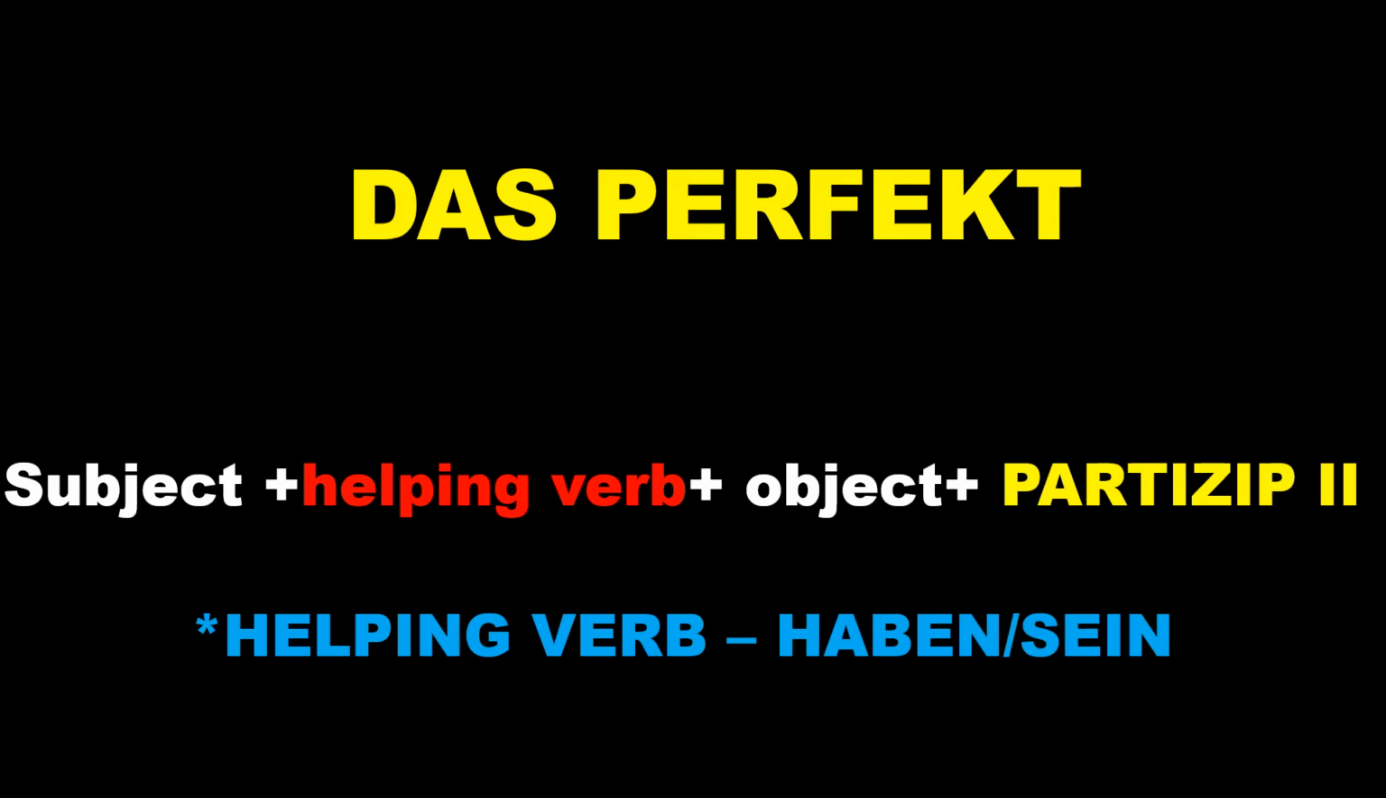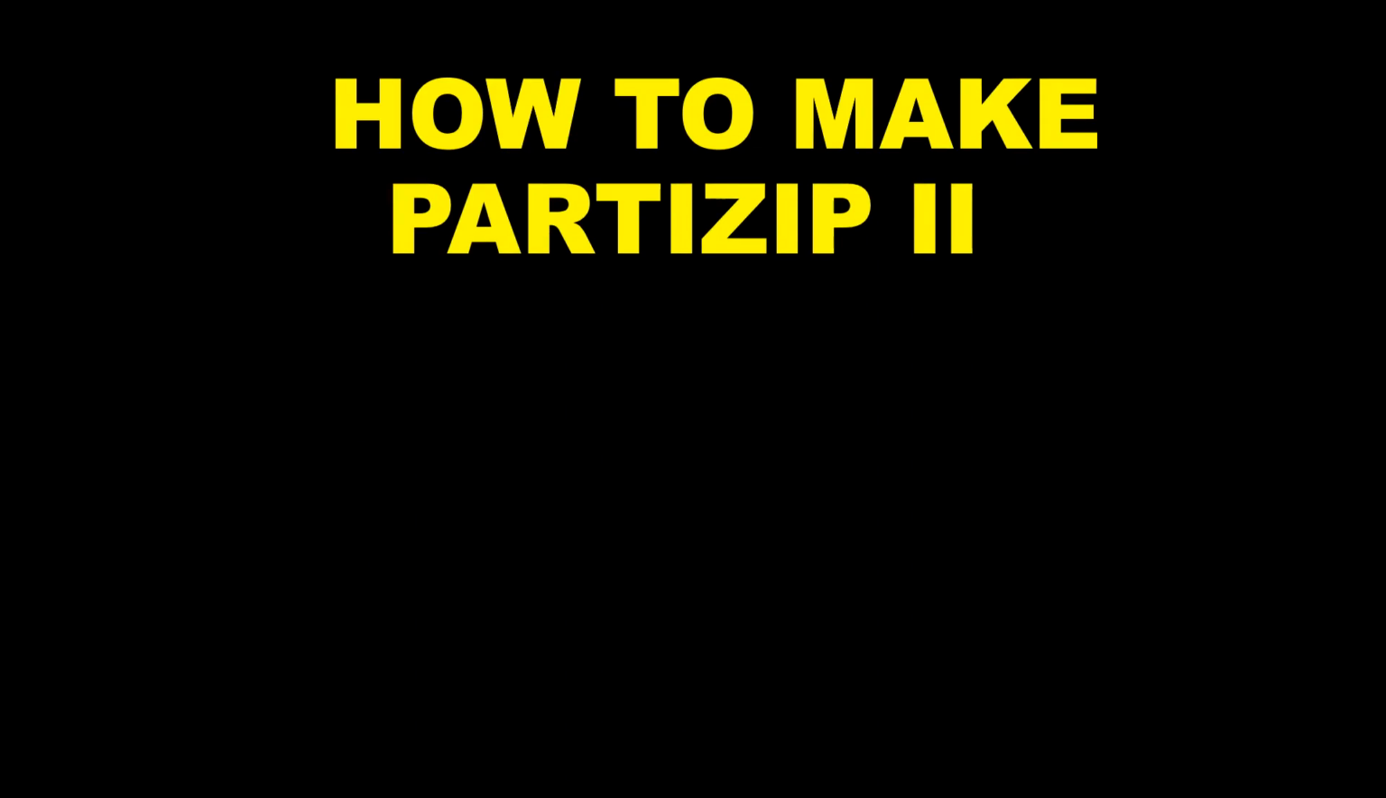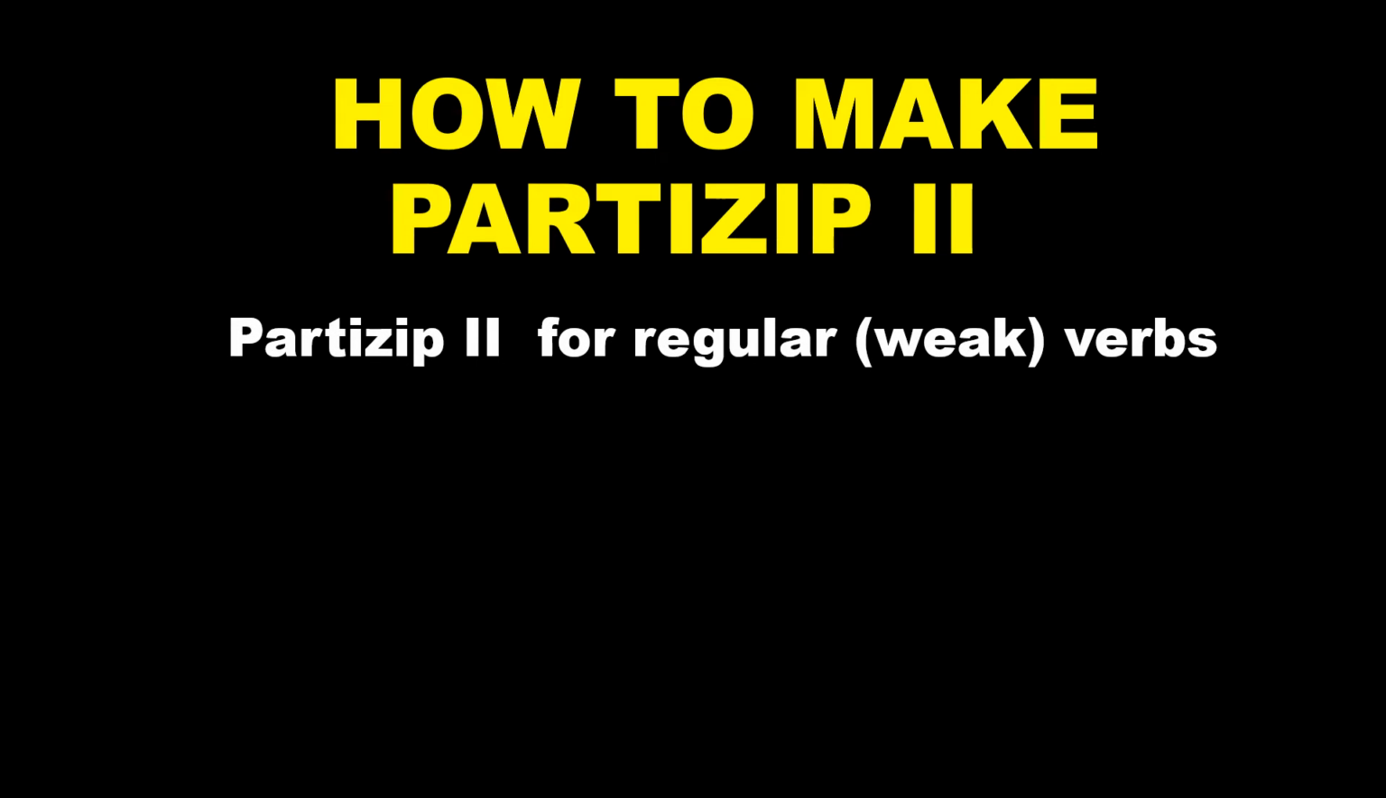Now you must be wondering, what is Partizip II? It means it's the participle. In German, each verb has its participle, that is called Partizip II, and we have to learn it by heart because not all the verbs follow the regular rules. So let's see, slowly we'll understand how to use this perfect tense. How to make Partizip II? First of all, we are going to understand how to make Partizip II for regular verbs, which are also called weak verbs.